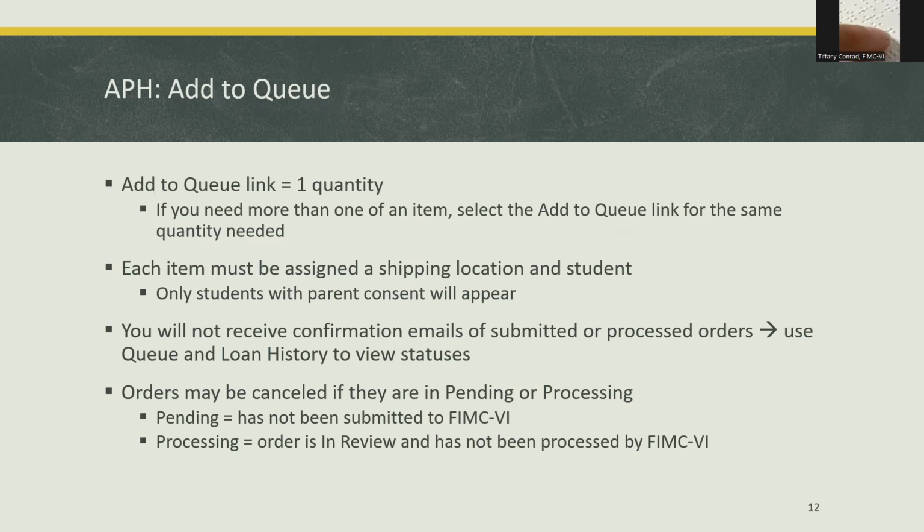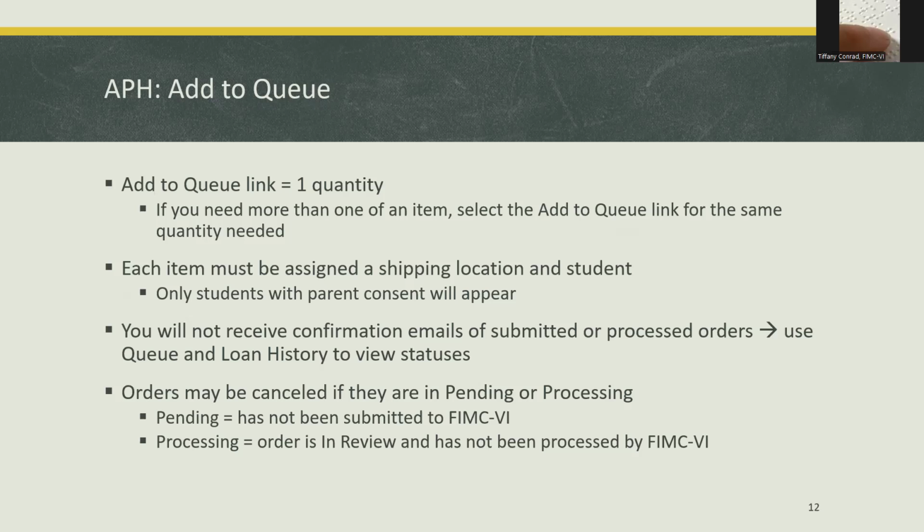And this is true across all of these things: you are not going to receive confirmation emails automatically from the system of your submitted or processed orders. Colleen will email you if she needs to about an APH order, but you're going to want to use the queue and the loan history pages to view the statuses of your orders.